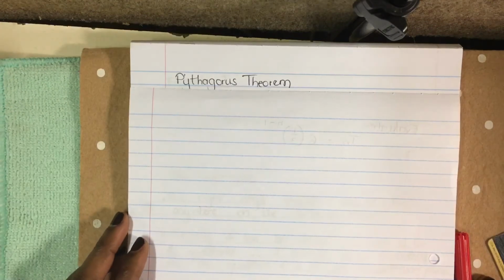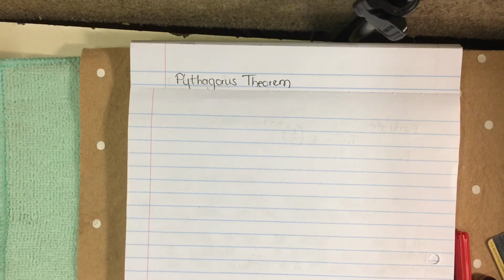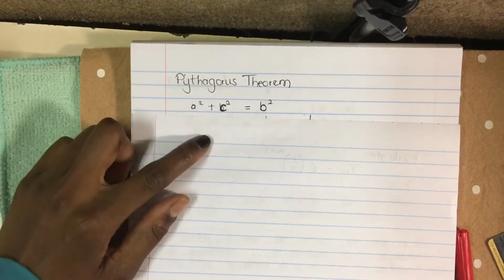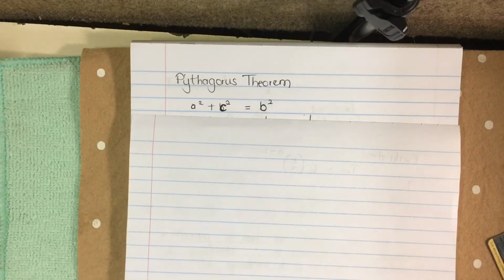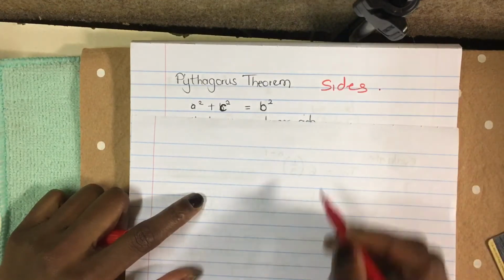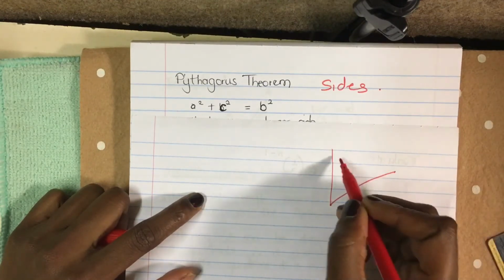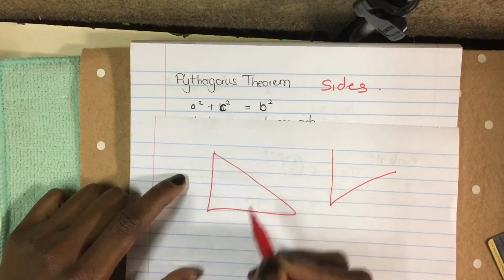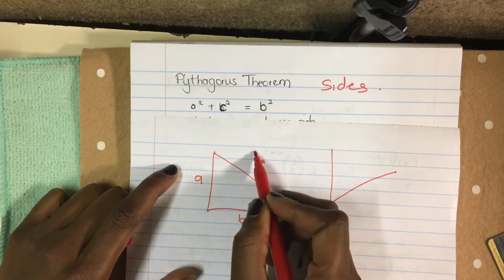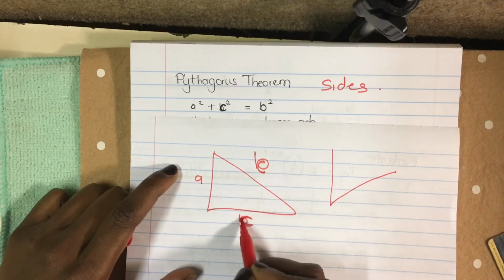Now let's check Pythagoras theorem. What does it say? Remember I said it speaks about the sides. So side A, side B, what? It says this A plus B will give us C. Okay, let's say this is B, then this is C.